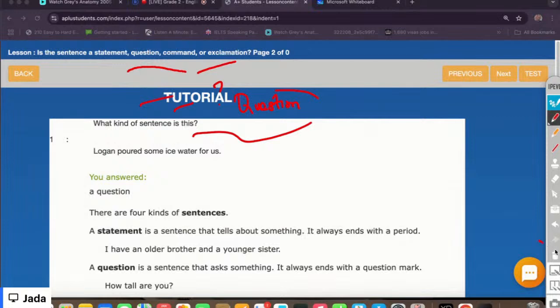Okay, so let's look at some more examples. Logan poured some ice for us. So this is telling us about something. Logan poured some ice for us. So what would this be? This will be a statement because it's telling us something. It's telling us what Logan did, right? So Logan poured the ice. So that's a statement. Okay?